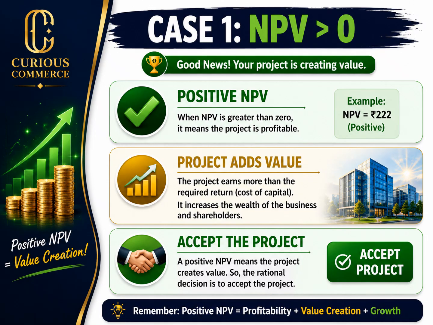Let us take a simple example. Suppose a company invests 10 lakh rupees in a project. After discounting the expected future cash flows, the present value comes to 12 lakh rupees. Therefore, NPV equals 12 lakh minus 10 lakh. The NPV is 2 lakh rupees. The project creates 2 lakh of additional economic value.